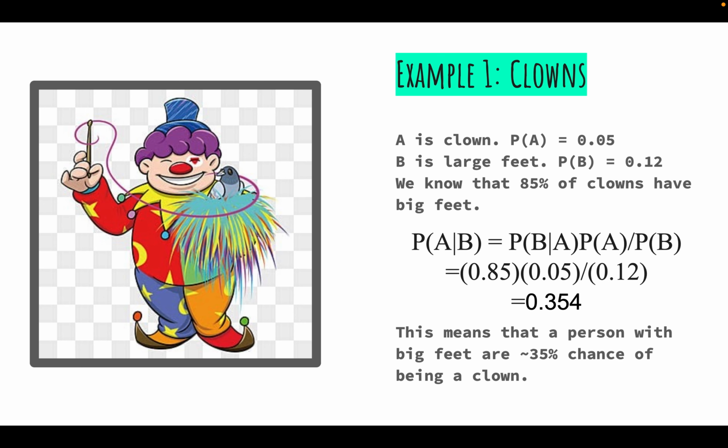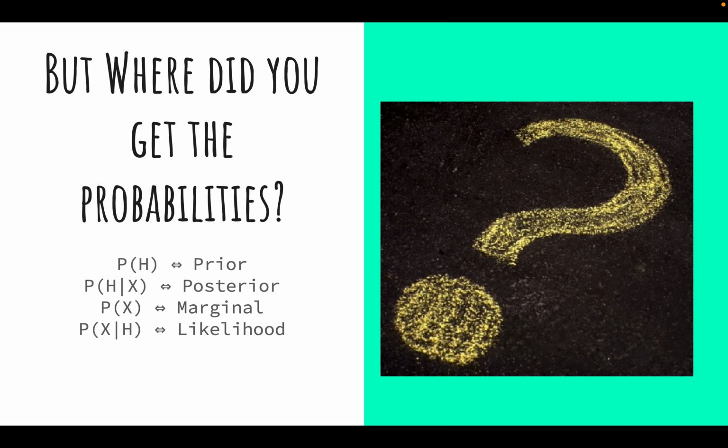So what is the probability of the evidence given the hypothesis? That would be the 85%. The probability of the hypothesis itself, which is the probability of someone being a clown, is 0.05. Then divided by the probability of the evidence, which is the probability of having big feet, which is 12%. And if we plug and chug, we get about a 35% chance of someone being a clown, which makes a lot of sense. Pretty creepy. Let's move on.